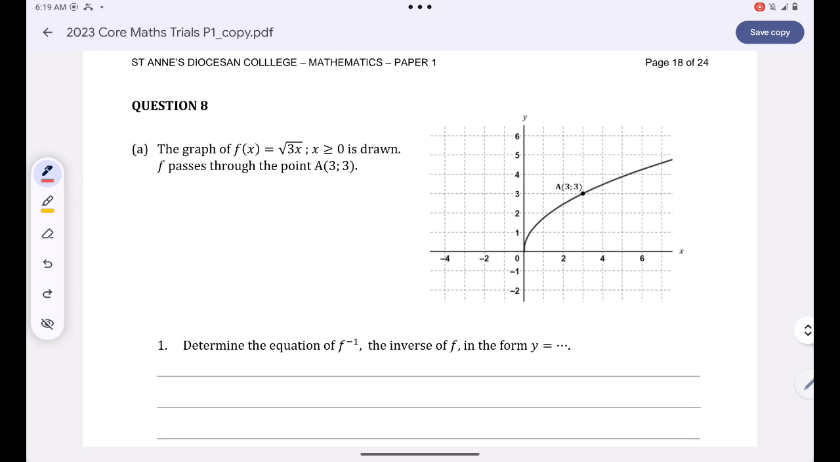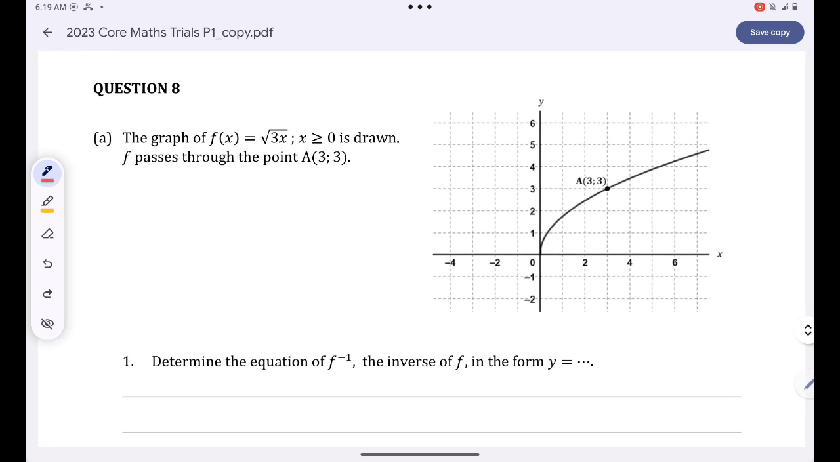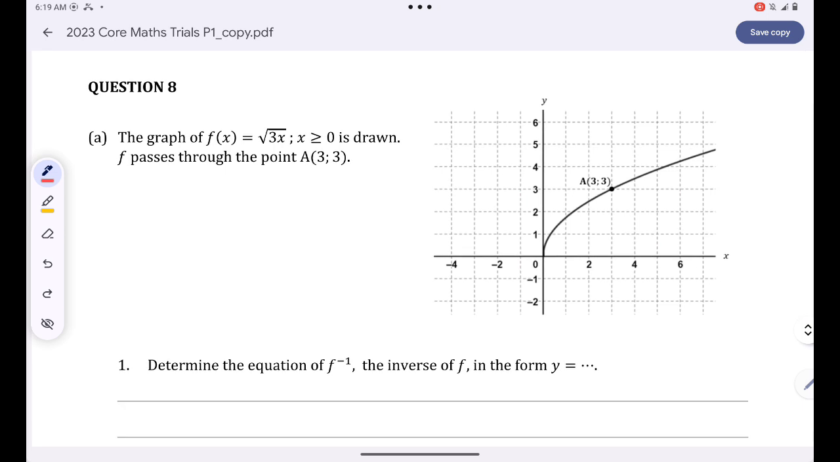Okay, we are told that the graph of f of x is drawn over here, and f of x passes through the point A, which has coordinates 3 and 3. The first question, guys, wants us to determine the inverse of f of x in the form y is equal to something. If f of x is equal to the square root of 3x, where x is greater than or equal to 0, that means the inverse will have this domain as well.